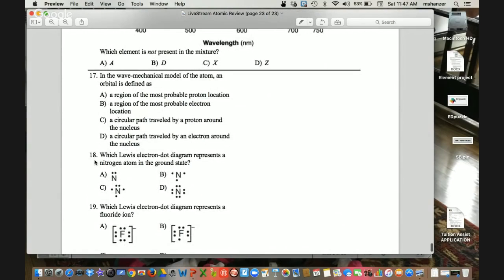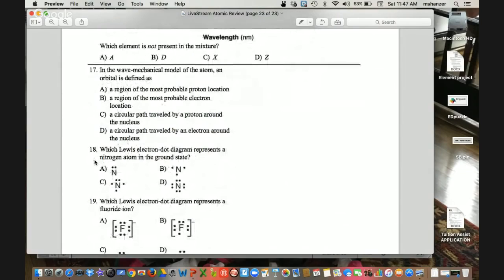Let's look at some other questions here. In the wave mechanical model of the atom, an orbital is defined as, and again, it's about electrons, so choice A is saying a region of the most probable proton location, no good, and choice C is also talking about protons, so we can eliminate choice A and C right off the bat. When we look at choice B, it says a region of the most probable electron location, which is the correct answer, because we must keep in mind that when we talk about electrons, we can never know exactly where they are going to be located, which is why choice D is not correct.